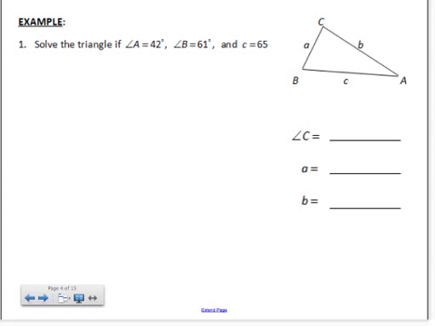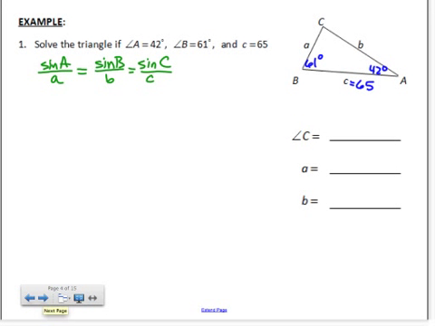We're going to solve the triangle if the angle A is 42, the angle B is 61, and C is 65. Right now we don't have any matchy-matchies, but in geometry you probably would have said, look, I could find the last angle by finding 180 minus the sum of the other two angles. That's how we would find C first. We have 61 plus 42, and that gives us 103. Then we subtract 103 from 180, and you get 77. So that's angle C.